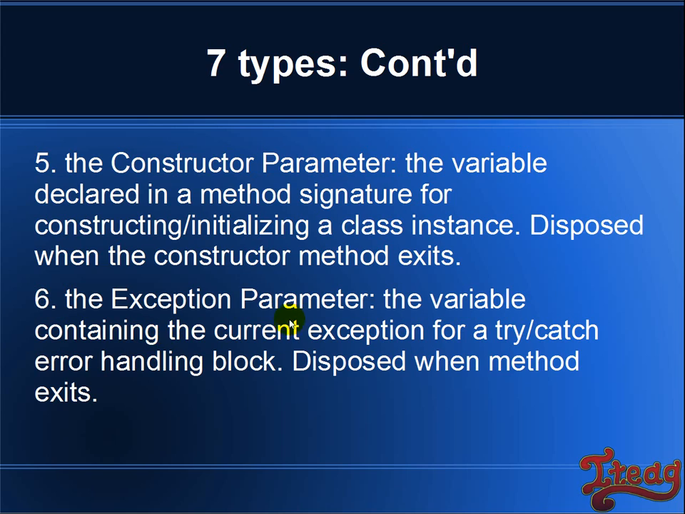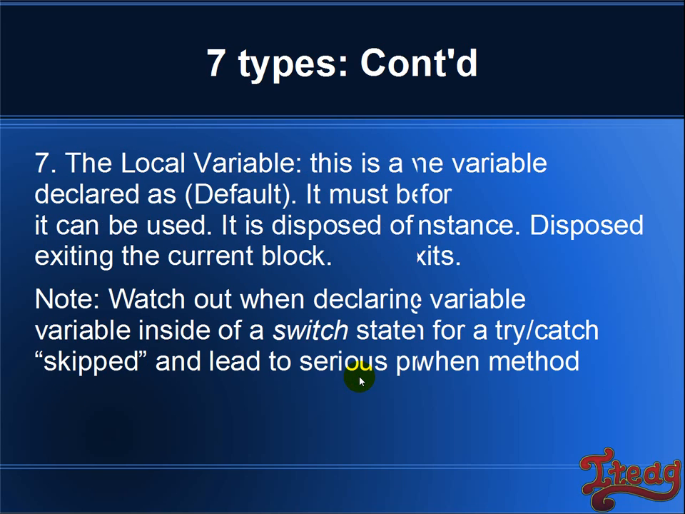Number 6, the exception parameter. Again, it's like constructor parameter and method parameter. Of course, exceptions are for error handling, so I'll cover that more in error handling. But this is the variable containing the current exception for a try-catch error handling block. And it's disposed when that exception catching method exits.